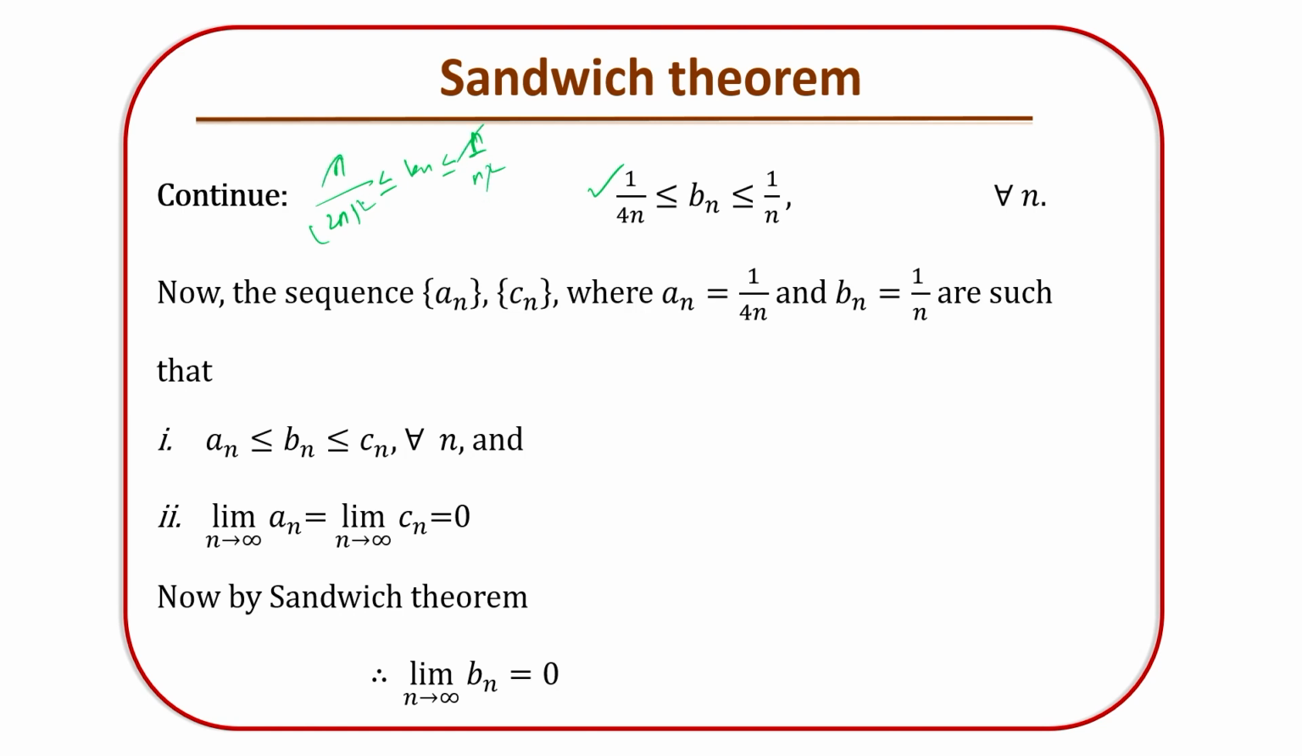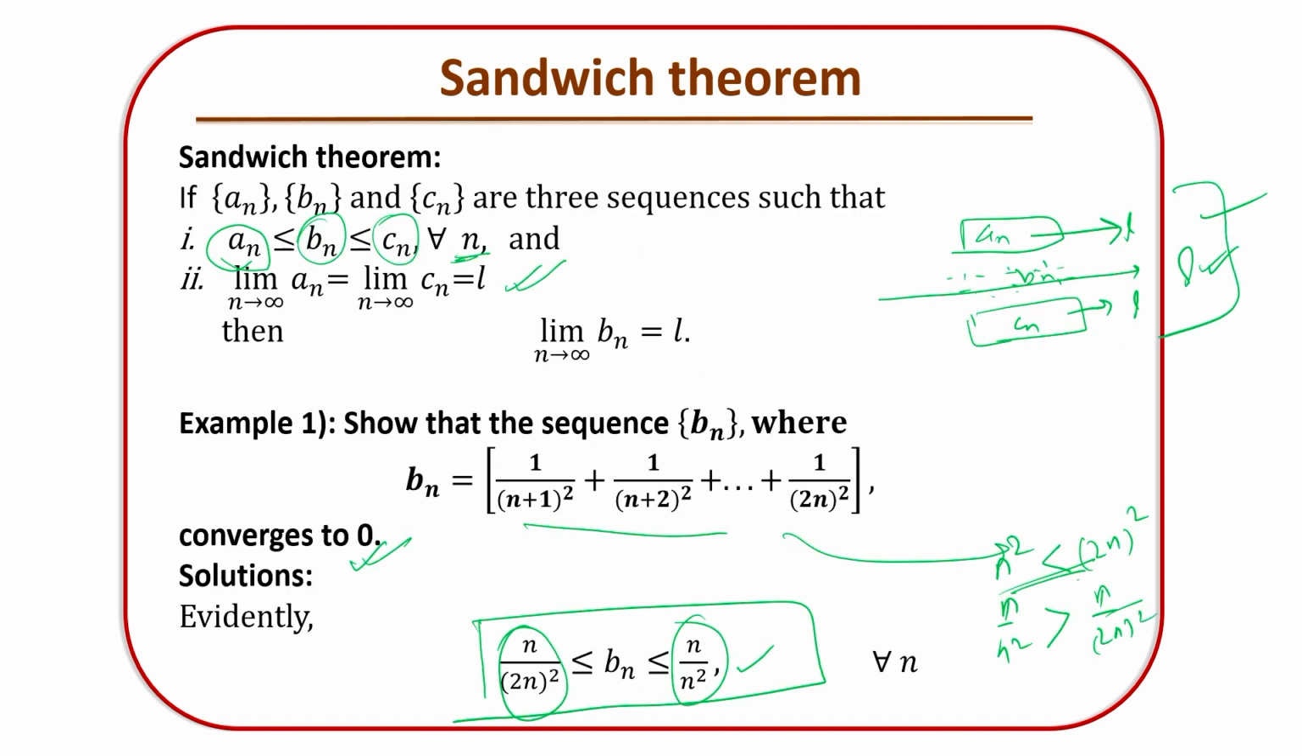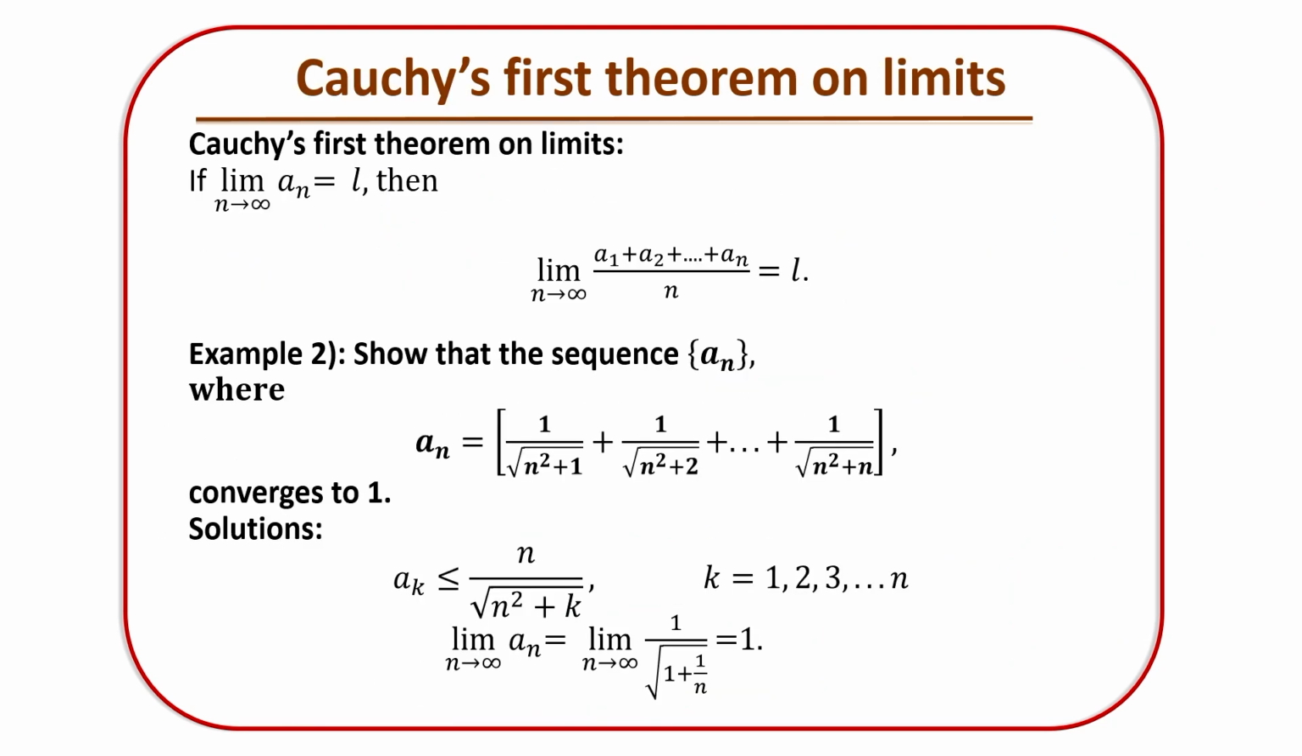Cancel it out. So this will come out to be 1 by 4n is less than bn is less than 1 by n, right? 1 by 4n converges to 0, and 1 by n converges to 0. And hence, without any calculations, by the sandwich theorem, we can say that the given bn converges to 0. So we have proved here that this bn converges to 0.